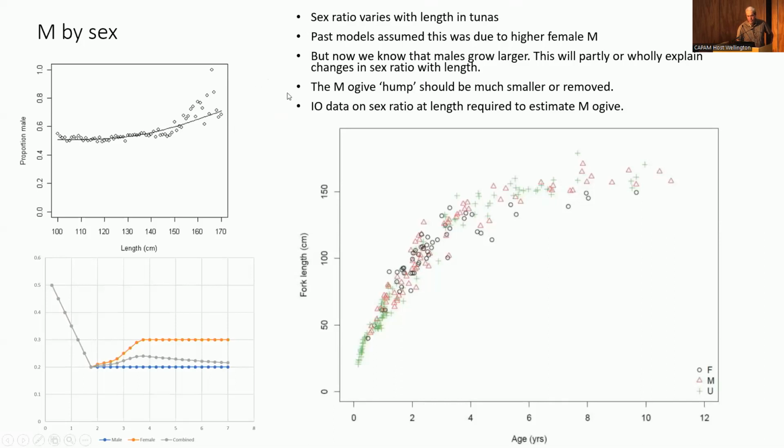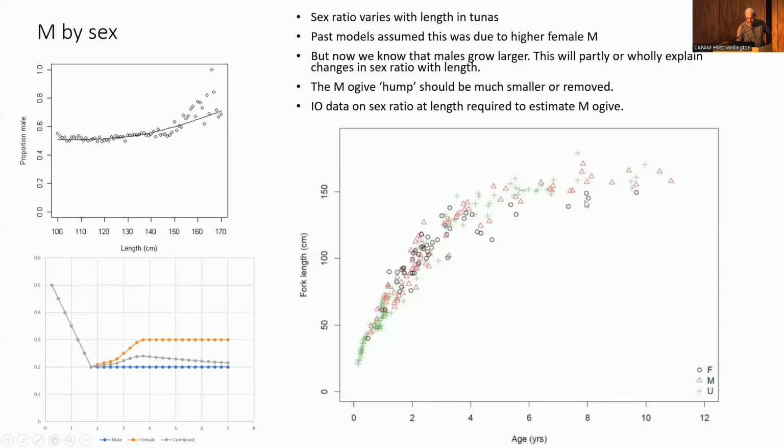Next issue, natural mortality by sex. That question of whether the variation of sex ratio with length in tunas is linked to natural mortality, or whether it's due to differential growth rate between the sexes. So past models have assumed that this variation in sex ratio at length, which I'm showing here, at greater lengths, is quite substantially biased towards male sex ratio. So we assumed that this was due to higher female natural mortality, but now we know that males actually grow larger. And this difference can partly or wholly explain those changes in sex ratio at length.